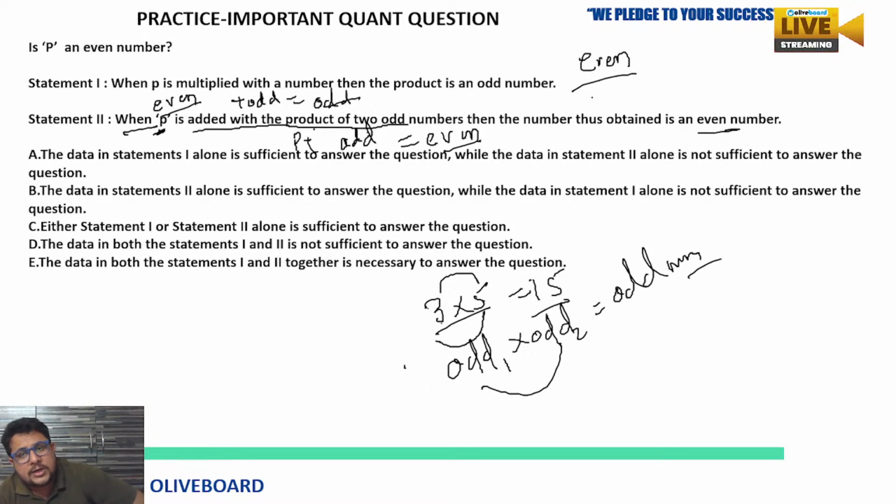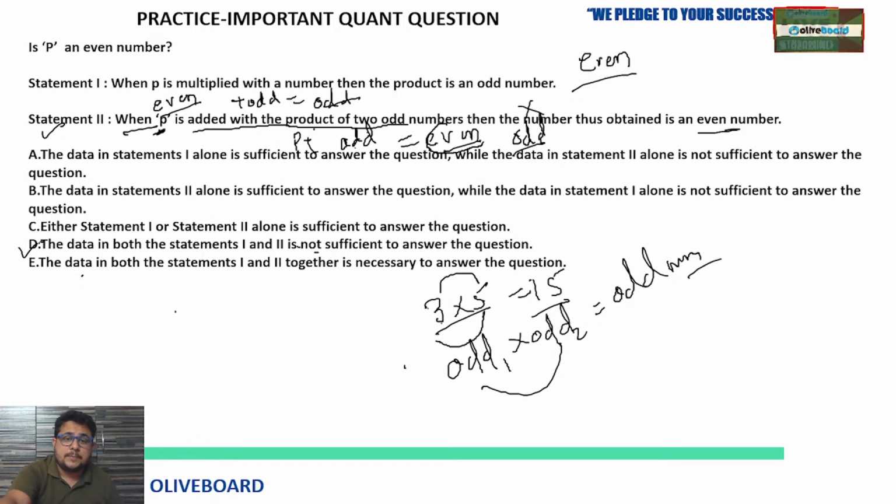The sum of two odd numbers will give you an even number. But if you are adding one even with one odd number, you are always going to get an odd number, not even. So that's why statement second is also not sufficient to answer this. So we can say both statements together are not sufficient to answer the question. Option D is the correct answer.